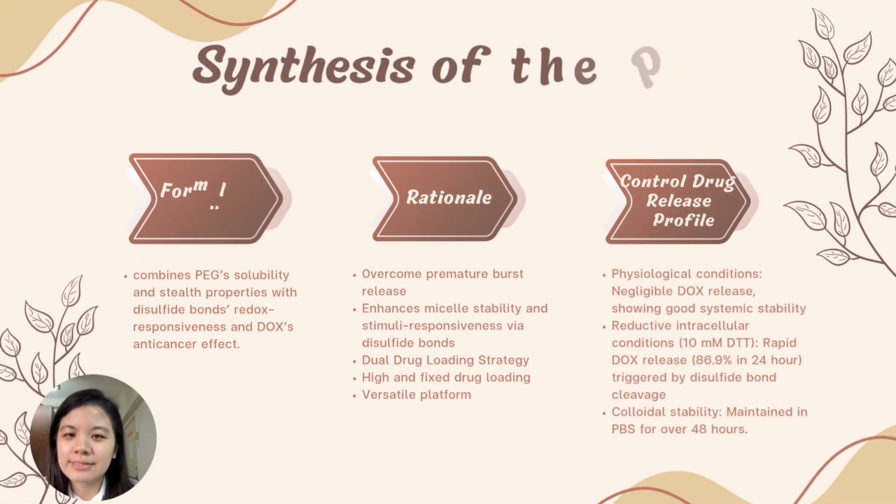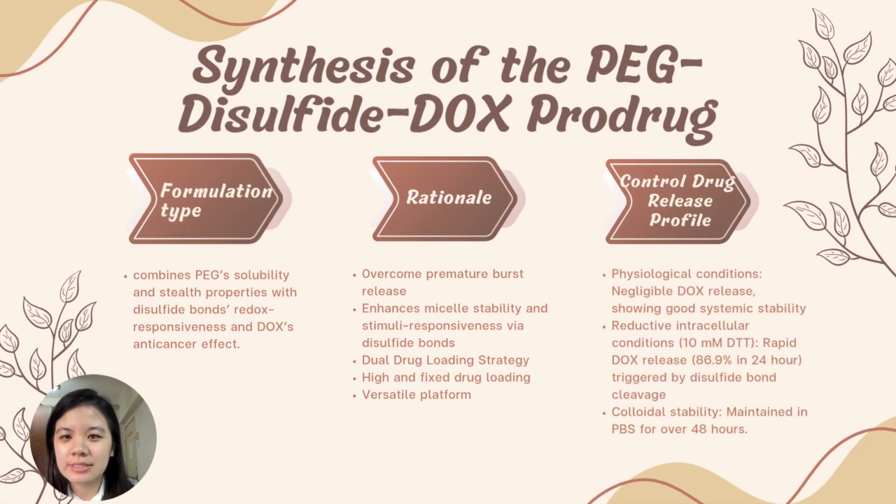Good day everyone, my name is Yan Ching. Today I'm going to talk about the synthesis of the polyethylene glycol disulfide doxorubicin product. It combines PEG solubility and stealth properties with disulfide bond redox responsiveness and DOX anti-cancer effect. This smart design ensures the formation of soluble, stable micelles that release DOX only in the tumor microenvironment, improving efficacy and minimizing the side effects. The rationale for polymer drug conjugation is to overcome premature burst release, which is a major limitation of conventional DOX formulation. It also enhances micelle stability and stimuli responsiveness from disulfide bonds.